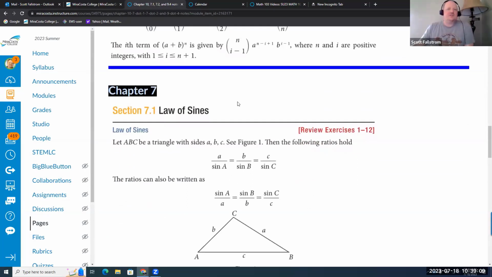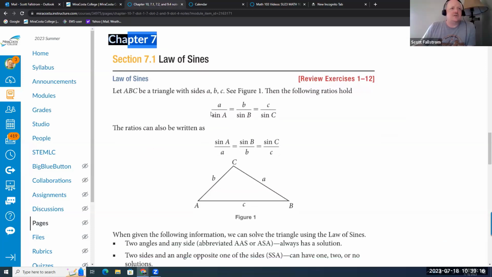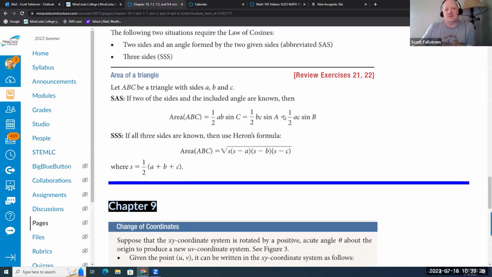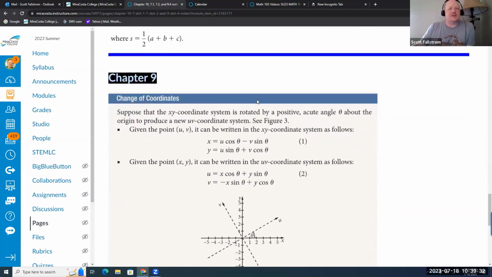I've also included here the bonus sections. Just so you're aware, if you choose to do any questions related to chapter 7.1 or 7.2 or section 9.4, those will not be held against you on the final exam, as they are bonus sections entirely. So law of sines was given to you. Law of cosines is here. You have to know when to use them. And then if all three sides are known, that's the area formula.